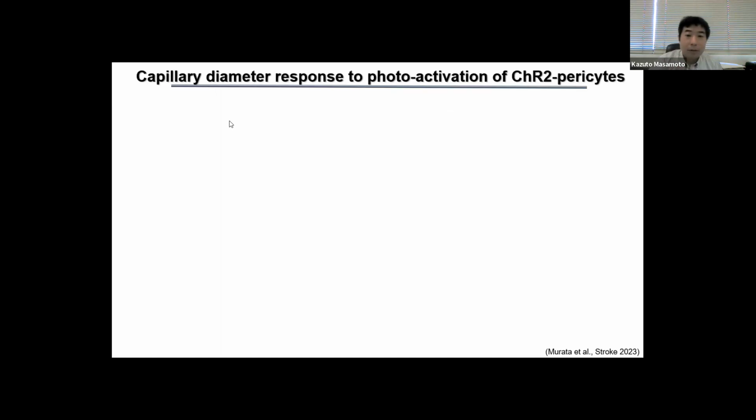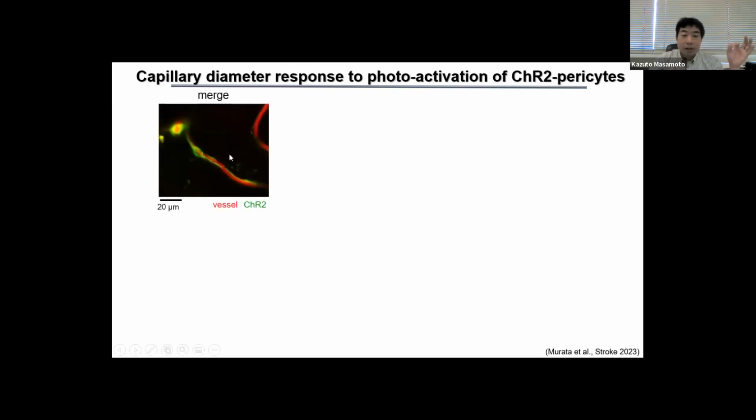And so, we illuminate over all the areas of the brain. So we want to be more local. If we stimulate more locally, because the upstream constriction of the capillary on the arterial side also decreases the blood flow, that is also contaminating in this case.